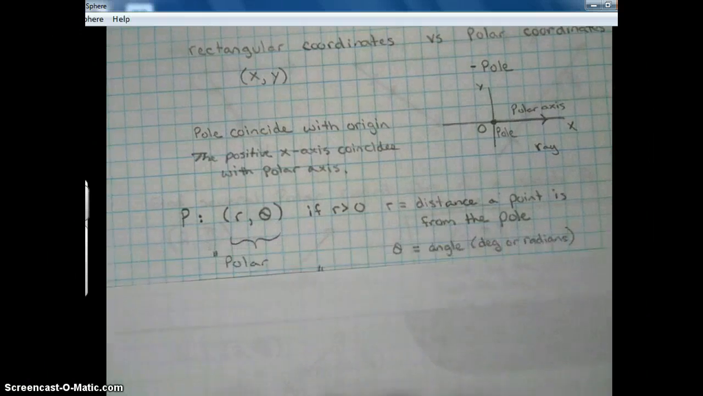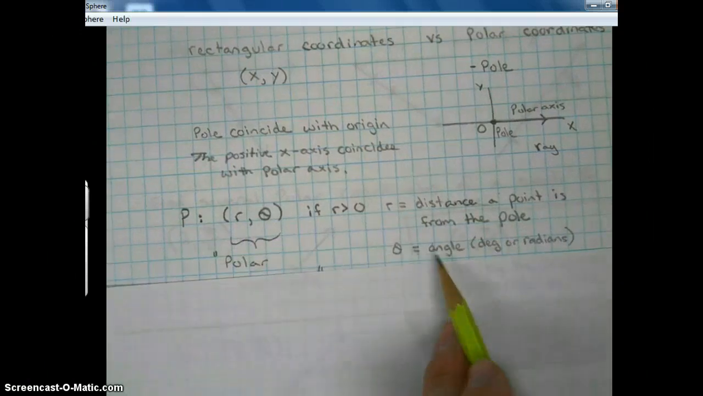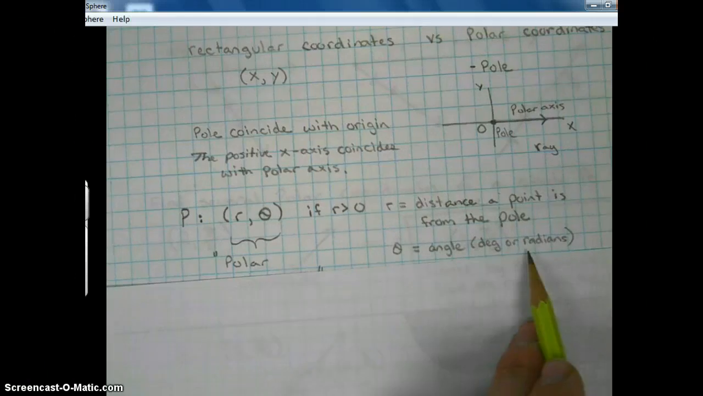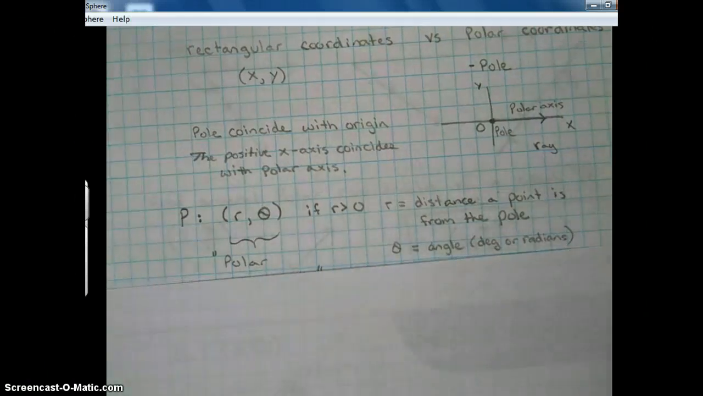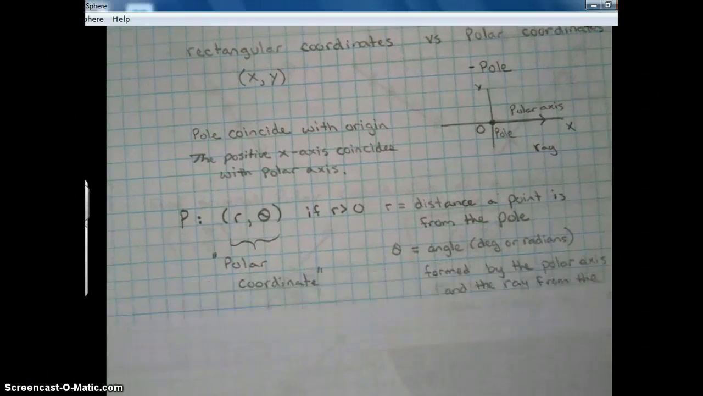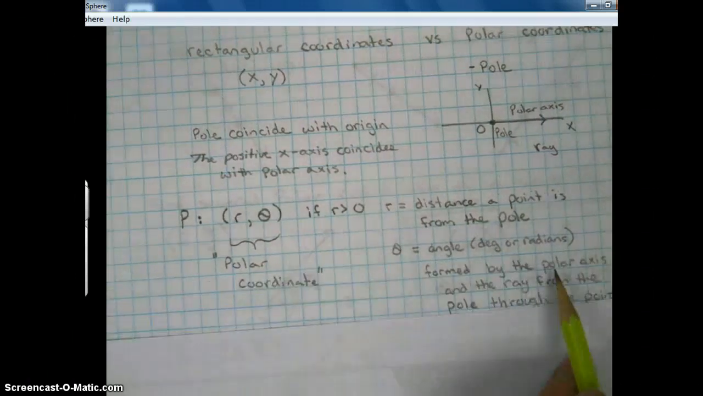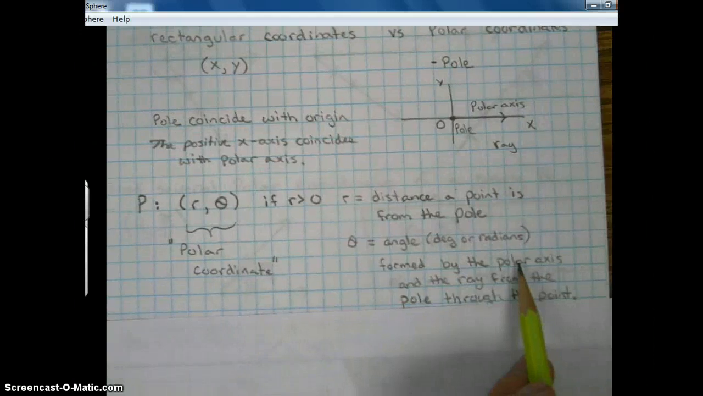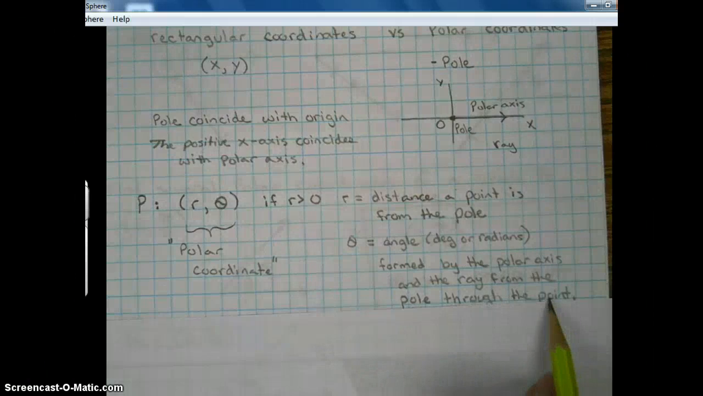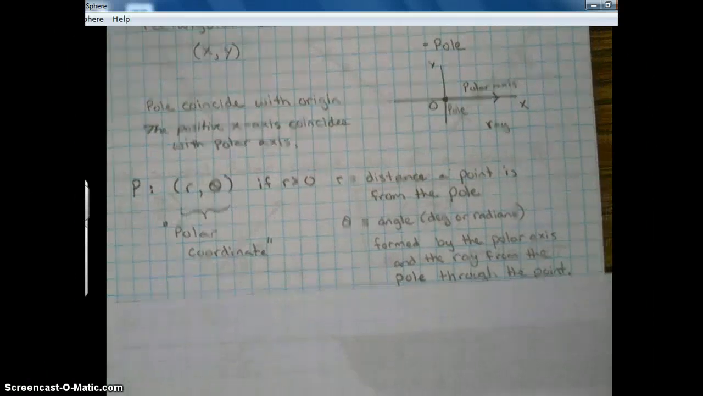Theta equals the angle. Could be in degrees or in radians. Now this angle is formed by the polar axis and the ray from the pole through the point. Let's look at an example.